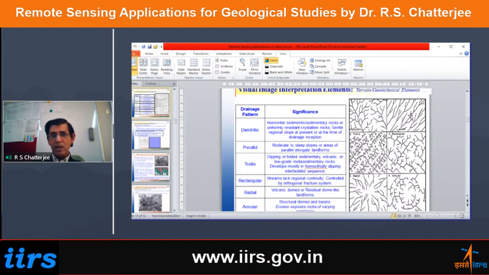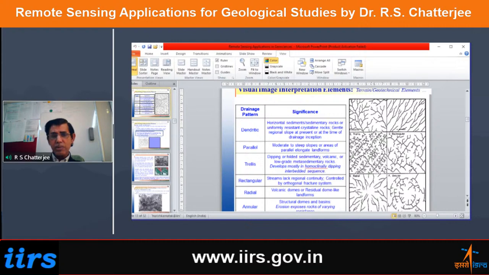If the pattern is parallel, then you can say that here the slope is moderate to steep. So it is topographically controlled. If you see this, this is the trellis pattern: parallel long drainage, and there are short drainages, many, numerous, and they run across this long drainage.